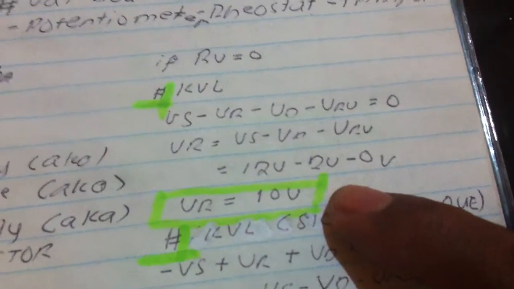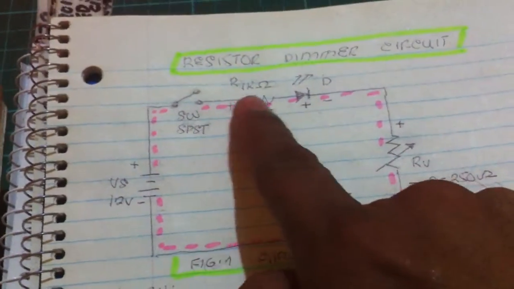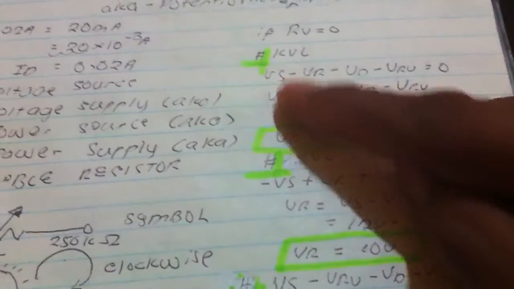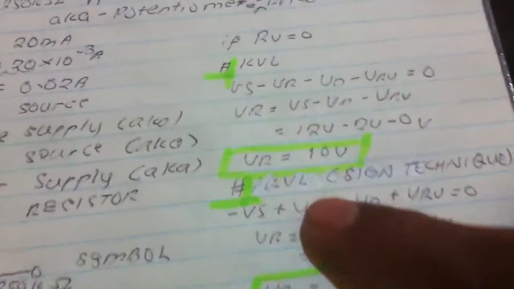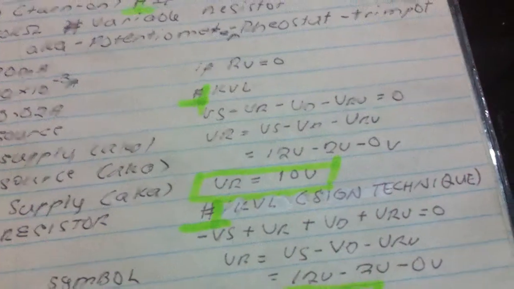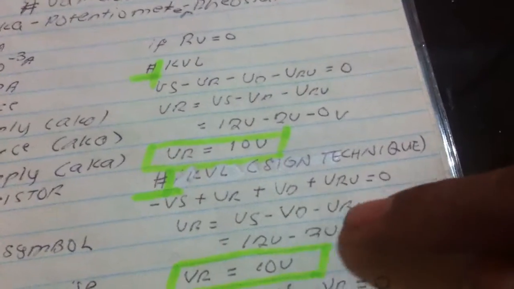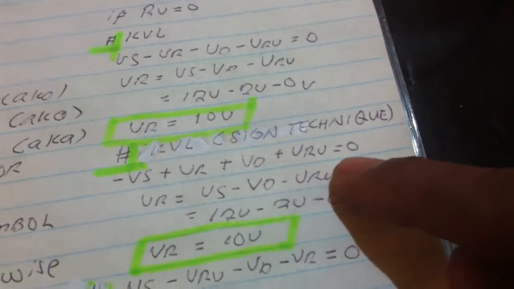What's the difference with this formula? This is a standard formula used by all of us. It's simply supply voltage minus the voltage drop across the load. But in here, it's negative VS plus VR plus VD plus VRB. The technique here is the standard supply-load technique. And here, we are using a sign technique. Just follow the sign. See? Negative VS plus VR plus VD plus VRB is equal to 0.